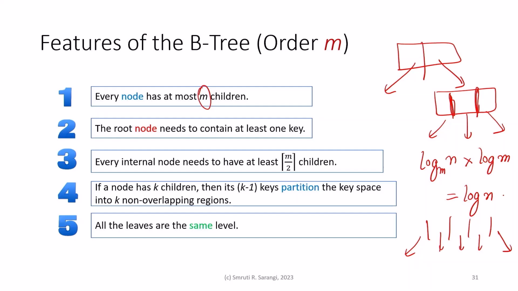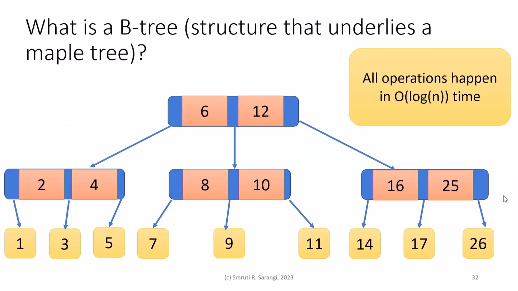And all the leaves are at the same level. It is a balanced tree. So broadly speaking, this is not a maple tree. This is a B tree, but we will go from B tree to a B plus tree to a maple tree. So we'll go stepwise. This is a B tree where all the operations happen in log n time. This is something that we'll discuss.